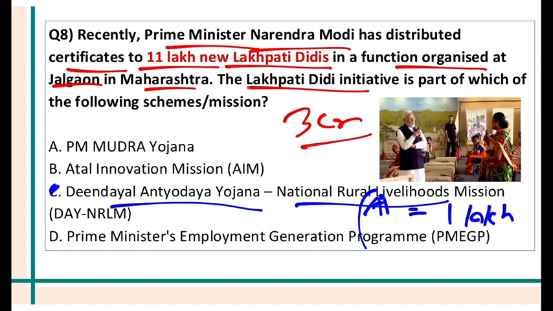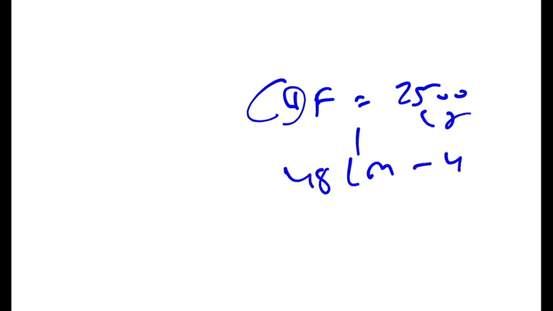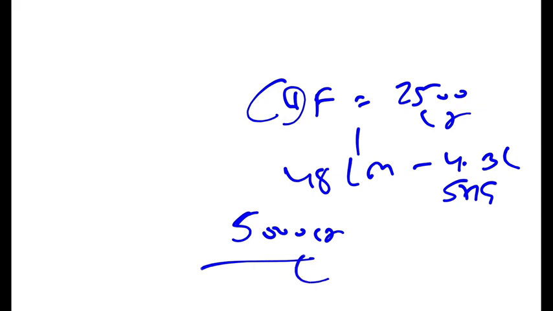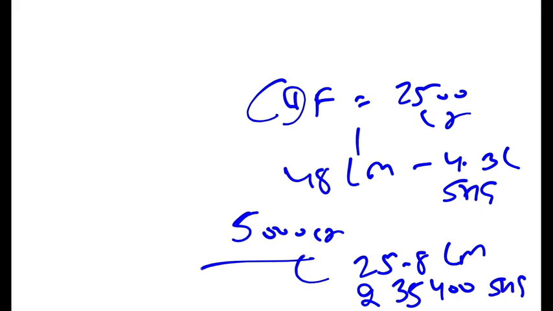So the Prime Minister also launched a revolving fund. He also launched a community investment fund of 2,500 crore, and this fund will benefit 48 lakh members of 4.3 lakh self-help groups. The Prime Minister also released a bank loan of 5,000 crore rupees that will benefit 25.8 lakh members of 2,35,400 self-help groups. So one is a revolving fund called the Community Investment Fund, and one is a bank loan of 5,000 crore rupees. Lakpati Didis are those women who have achieved an annual income of 1 lakh rupees or more, and it's part of the Deen Dayal Antyodaya Yojana, National Rural Livelihood Mission, which is run by the Ministry of Rural Development.